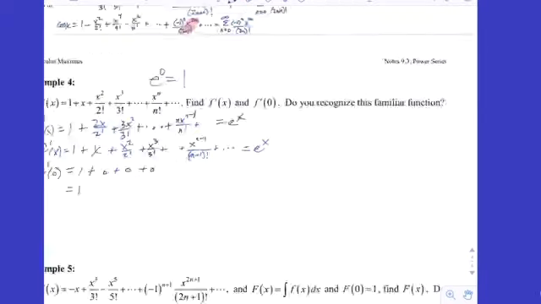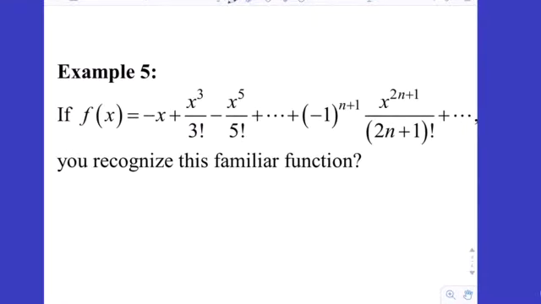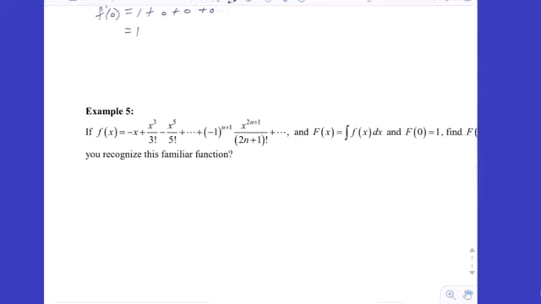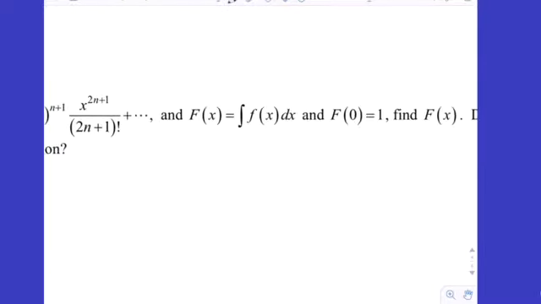Yes, we do recognize that. All right, let's try this guy. If f of x is equal to negative x plus x cubed over 3 factorial minus x to the 5th plus yada, yada, yada, and big F of x is the integral of that, and big F of 0 is 1, find big F of x.